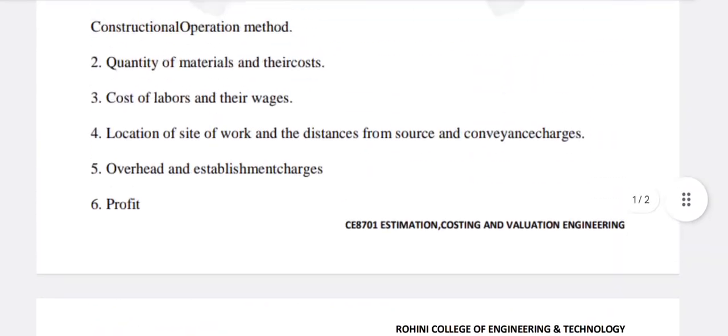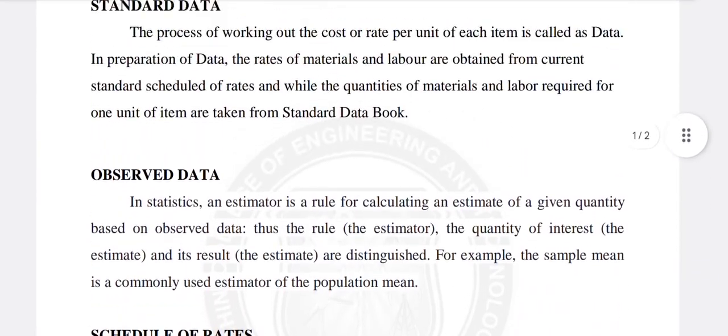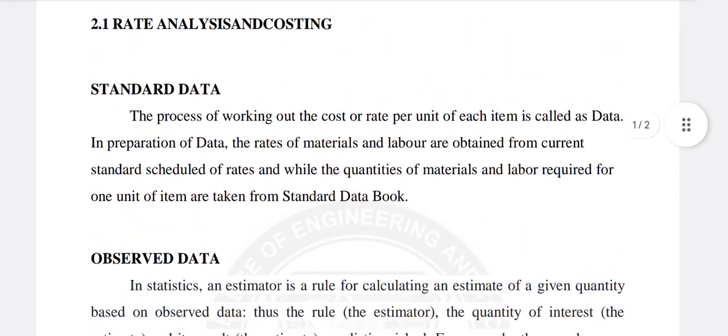Next one is market rates. This term indicates the cost per unit at which an article can be procured at a given time at the store godown from the public markets. The cost should be inclusive of carriage and incidental charges and may include a reasonable provision for wastage and depreciation.